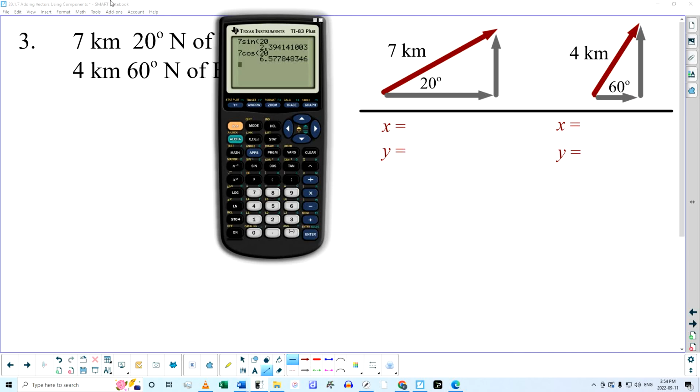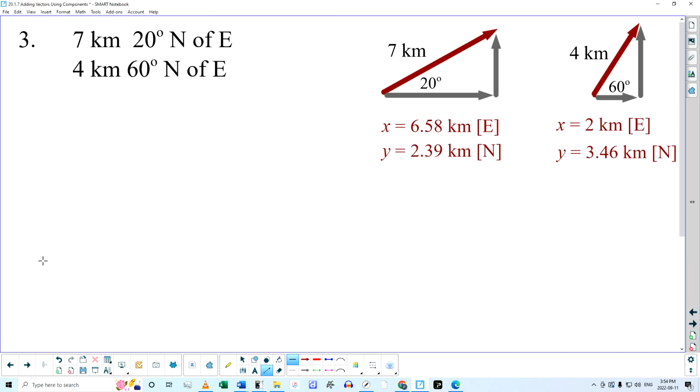Just finishing up, I will show you what I get for all of my x's and y's. You'll notice that I didn't just put the numbers of kilometers, I put directions as well. Both of these vectors are to the east and to the north. So hopefully you got all those. What is the purpose of doing this? Don't forget, what we're trying to do is add this vector and this vector.